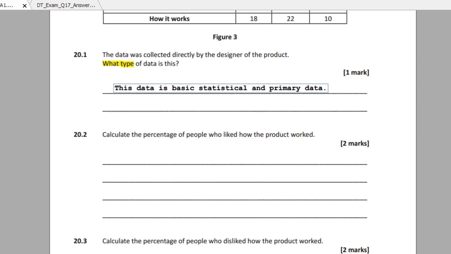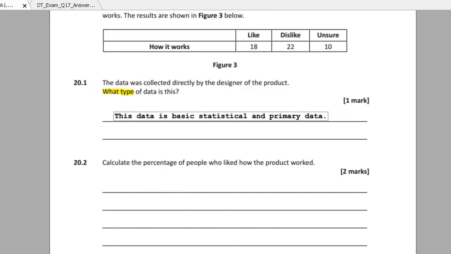And it says calculate the percentage of people who liked how the product worked. Okay, so once again, 1 mark for the working out, and then 1 mark for the correct answer. Oh, sorry, calculate the percentage of people who liked how the product worked. So this one is the one we're looking for. This is what you should be looking at.